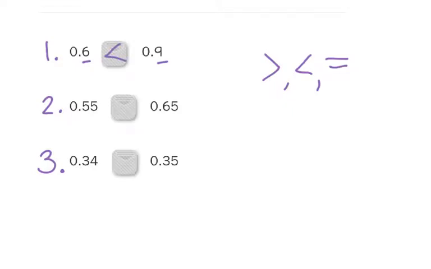Number 2, 55 and 6/500. In number 3, the tens place has the same number, so we go to the hundredths place. 4 is less than 5, so 34 hundredths is less than 35 hundredths. Go ahead and erase your whiteboard.